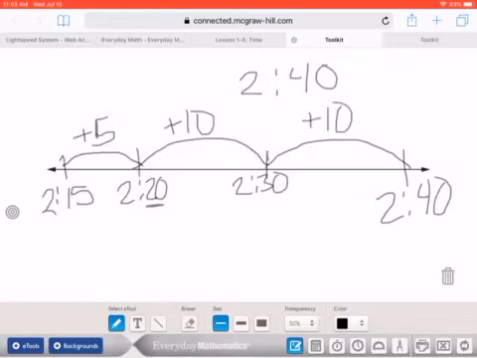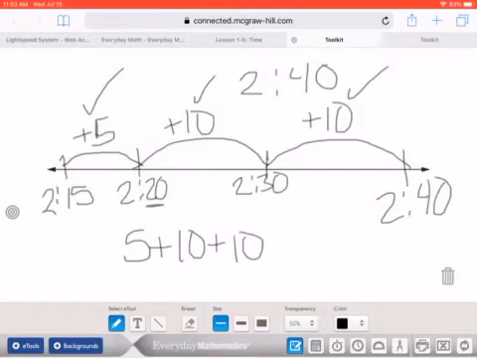Okay. Now I need to add up these sections. Those minute increases. So 5 plus 10 plus 10, and some of you may have already done that in your head, and that's totally fine. But 10 plus 10 is 20, plus 5 is 25. And again, I'm going to include my unit. This will be really important for tomorrow.